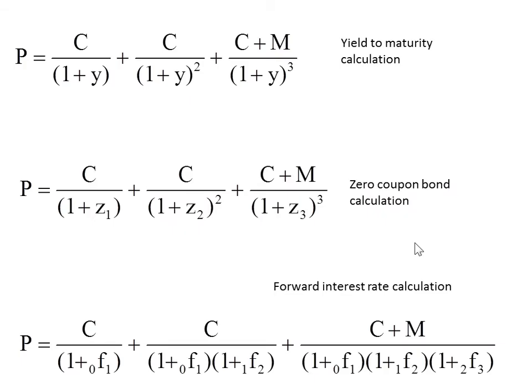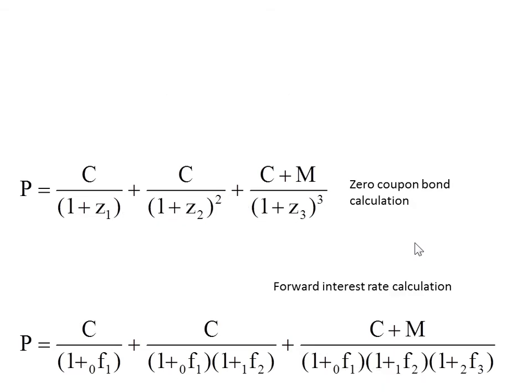Here are the three equations for calculating first yield to maturity, zero coupon bond rates, and forward interest rates. In calculating forward rates, we're not going to use the equation for yield to maturity, so let's just eliminate that equation from this slide. And what we're going to use here are the zero coupon bond rate calculation and forward interest rate calculation equations when we solve for our forward interest rates.